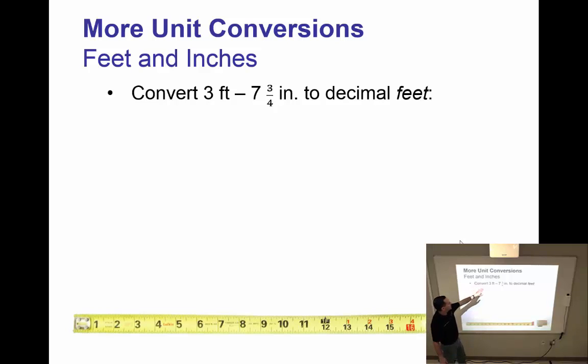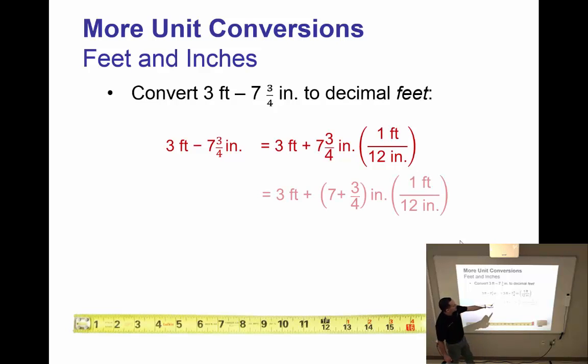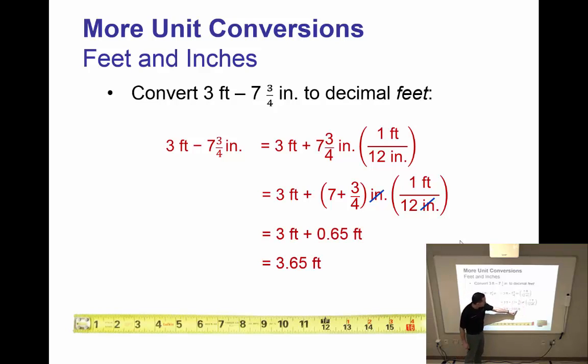Similarly, I can do a conversion where I'm converting feet and inches to just feet, or decimal feet. So I have to convert the 7 3/4 inches to feet. It's going to be in a decimal format. I'll write the conversion factor. My inches are going to cancel out. So I get 7 3/4 divided by 12, which is 0.65 feet. I add the original 3 feet. I get 3.65 feet.